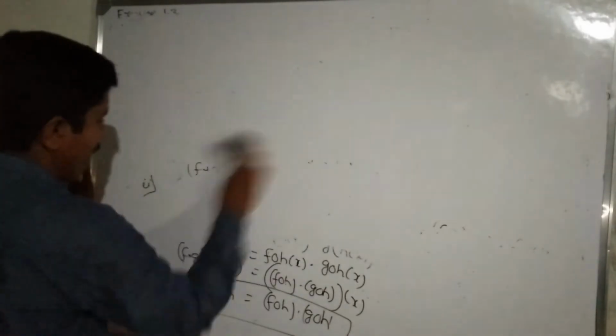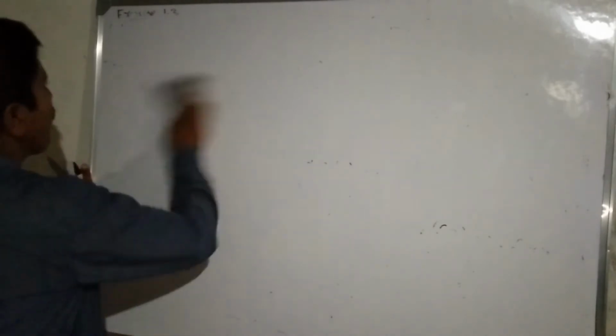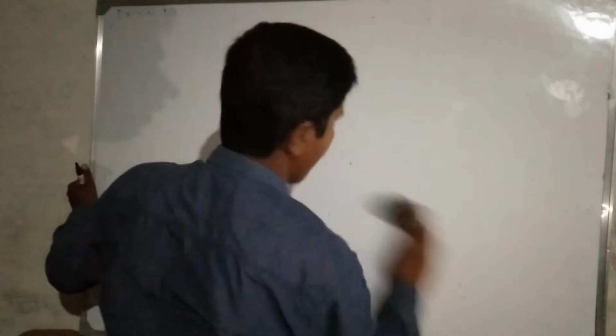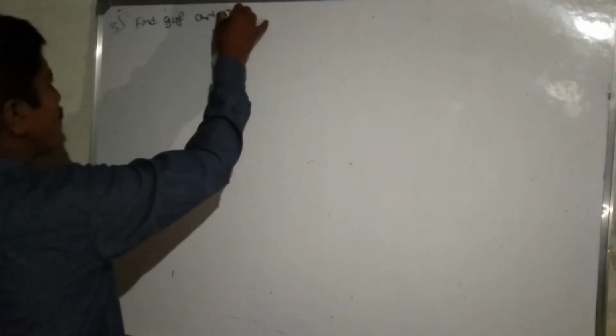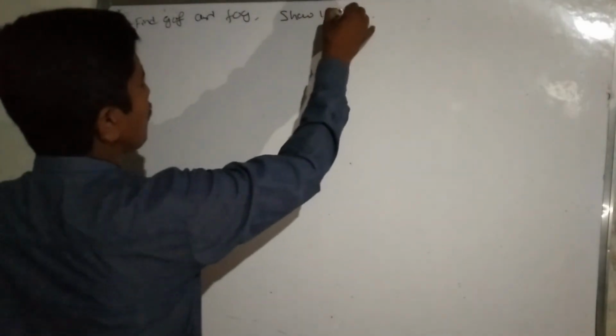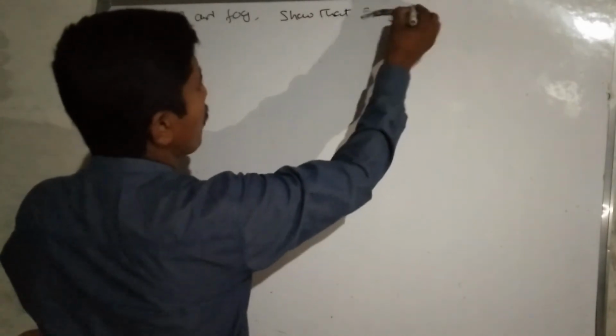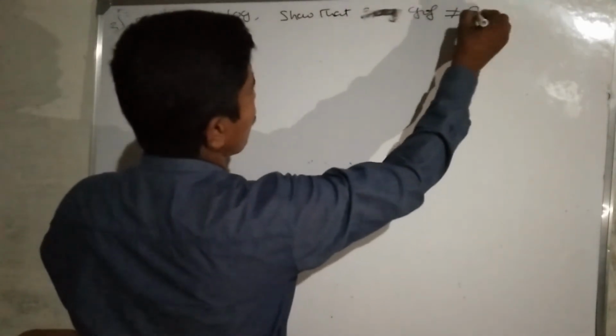So, next problem. Third problem. Find g∘f and f∘g. Show that g∘f is not equal to f∘g.